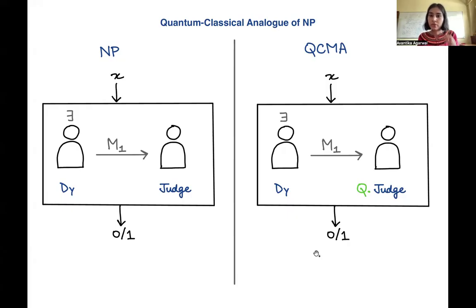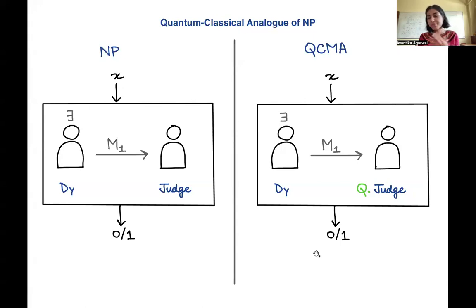So for this talk, we choose to let the message remain classical and replace the judge with a quantum judge. And this gives us the complexity class QCMA, quantum classical Merlin Arthur. So we have a quantum judge who is receiving a classical message from the debater DY.